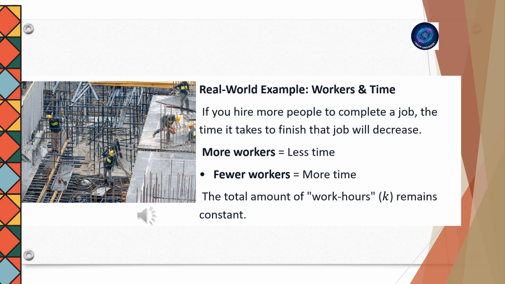Real-world example, workers and time. More workers completing a job means the time required decreases. Fewer workers mean more time is needed. In all cases, the total amount of work, represented by work hours, remains constant.